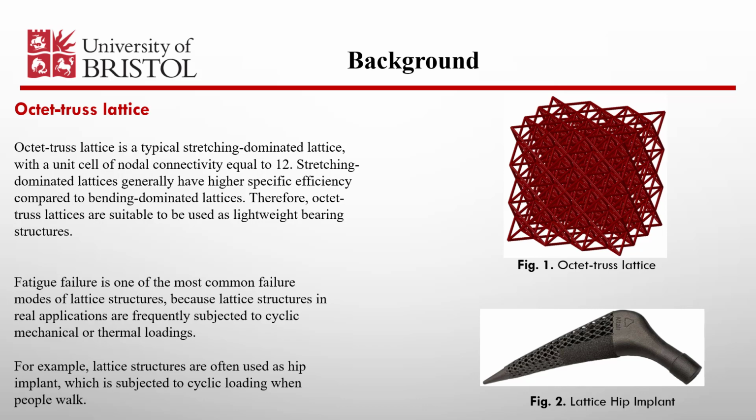applications. Fatigue failure is one of the most common failure modes of lattice structures because lattice structures in real applications are frequently subject to cyclical, mechanical, or thermal loading. For example, lattice structures are often used as hip implants, which are subject to compressive cyclic loading when people walk.